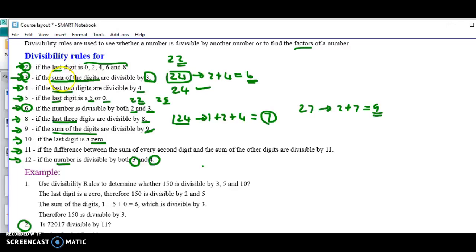And so we can look here. 3 is if the sum of the digits is divisible by 3. 9 is exactly the same: the sum of the digits is divisible by 9. And so we can continue.